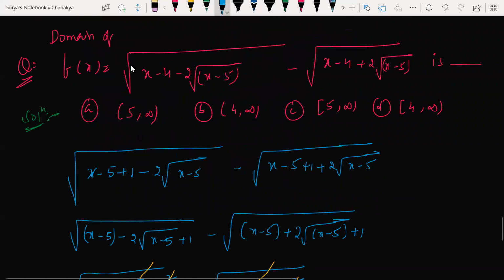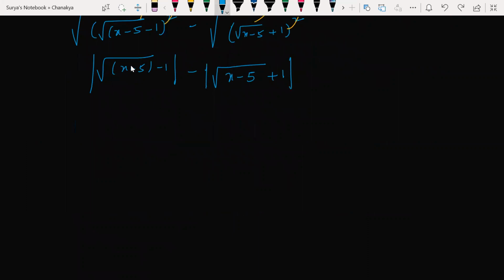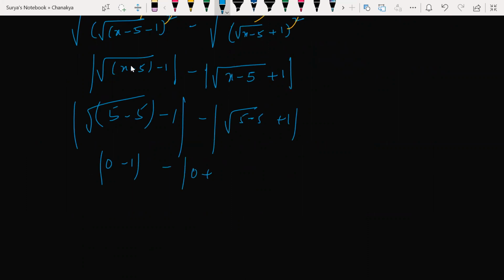But look at the question here. Option B deleted, D also deleted. Either option A or C should be the answer. Let's substitute 5. So 5 minus 5 minus 1, okay, I'm just verifying the answer. 5 minus 5 plus 1. Okay, 0 minus 1 minus 0 plus 1. 1 minus 1 is 0, which means we can include 5 here. I'm getting 0, beta, if I substitute 5.